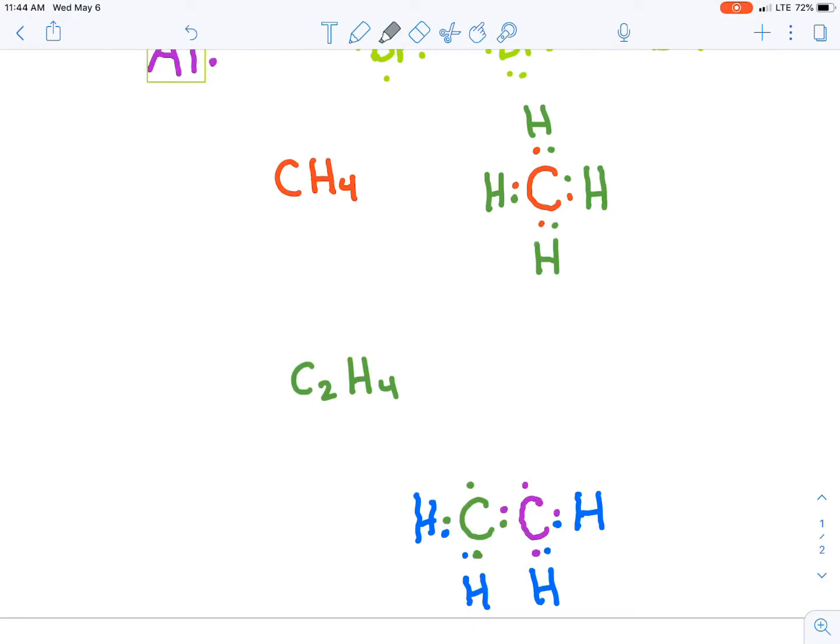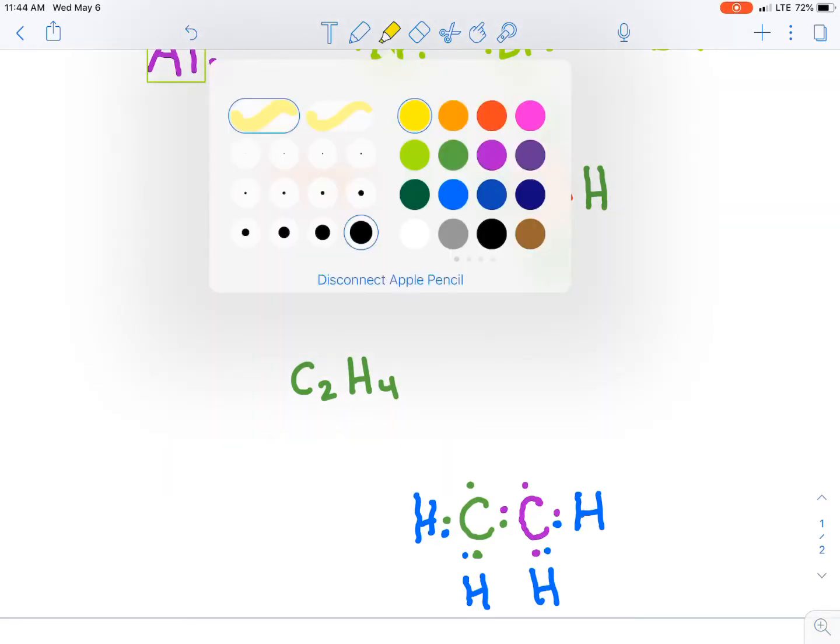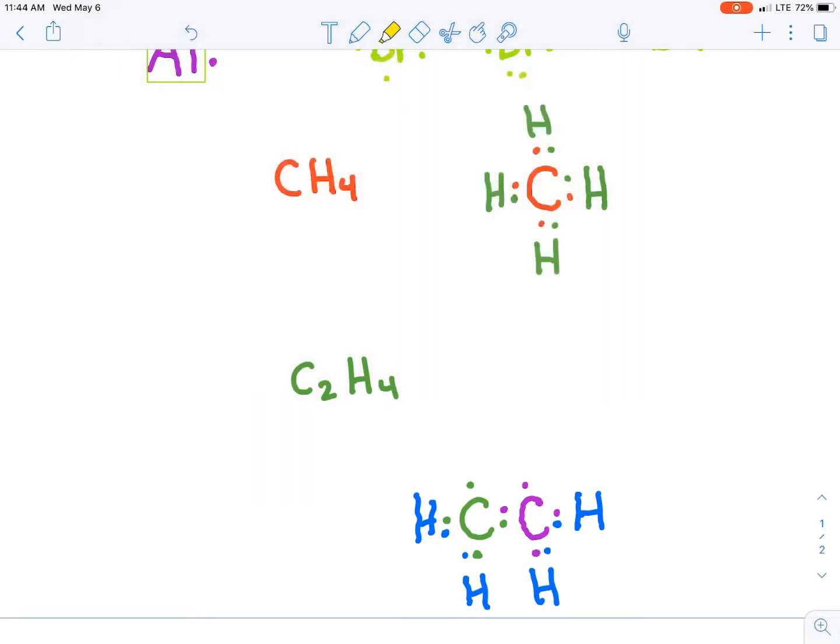Problem. We have, and I think you see this already, 2 unpaired electrons, right? 1 on each carbon. So what we're going to do is pair these 2 unpaired electrons and create what we call a double bond.